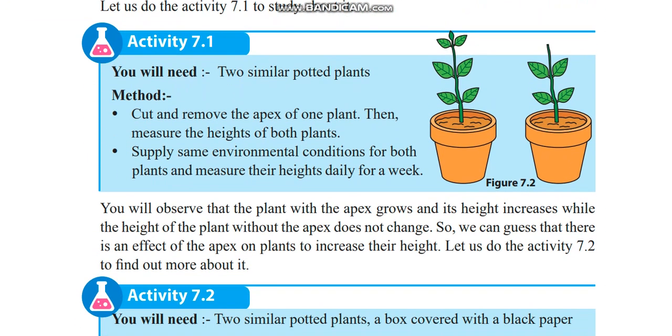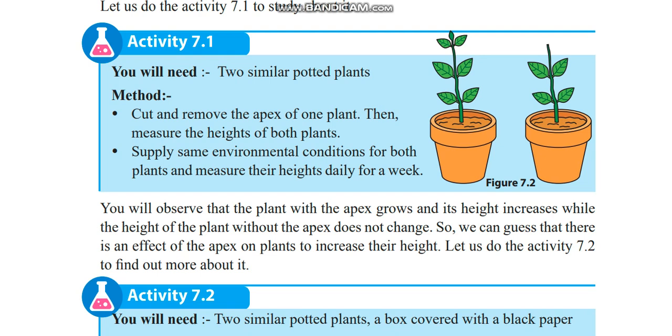Now look at this activity 7.1. There are two similar potted plants. Cut and remove the apex of one plant. Then measure the heights of both plants. Supply the same environmental conditions for both plants and measure their heights. You will observe that the plant with the apex grows and its height increases while the height of the plant without the apex does not change.